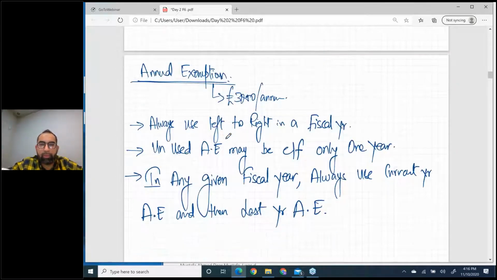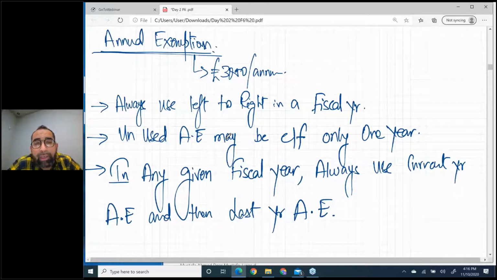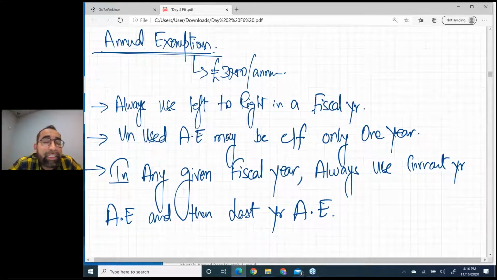One more good news, one more exemption. This is called annual exemption. I hope you studied annual exemption of CGT yesterday. That was £12,000. For IHT, annual exemption is £3,000 per annum. Per annum means per fiscal year, right? First of all, keep in mind that annual exemption is not available for death estate calculation. Forget it, please. Annual exemption is only available for lifetime gifts like PAT and CLT.